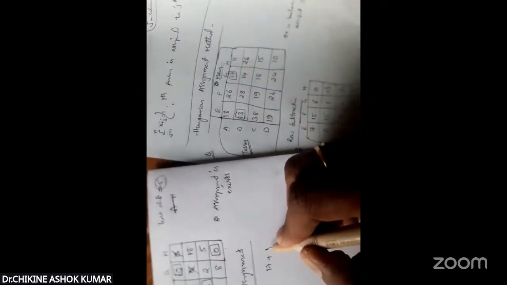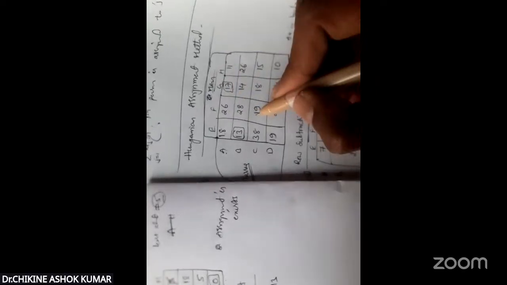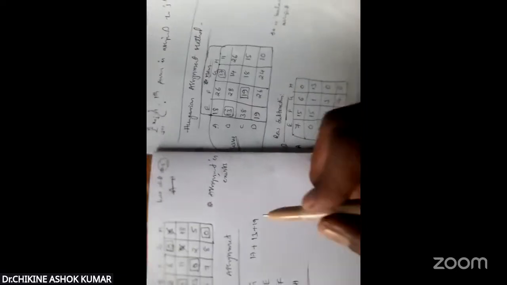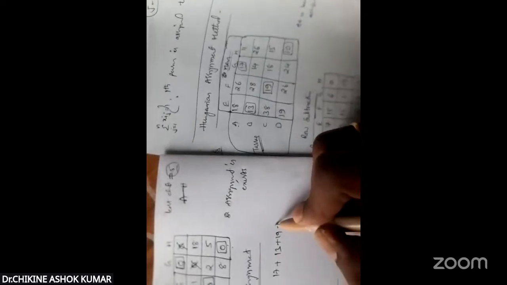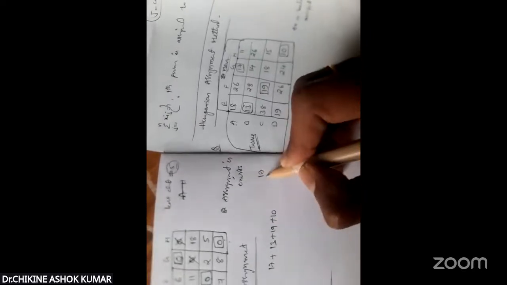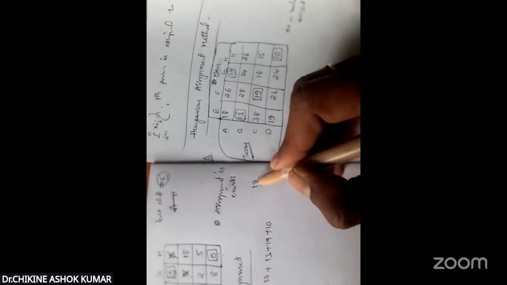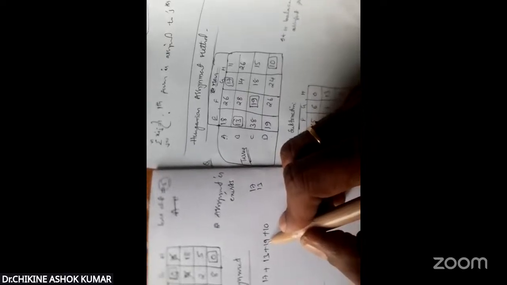So plus 13. Next, C is assigned to F. C is assigned to F means what is the corresponding time? 19 hours. So this is 19 plus. And next, D is assigned to H. This is 10. Okay, this is the final answer. So add all this: 17 plus 13 is 30, plus 10 is 40, plus 19, that is 59 hours.